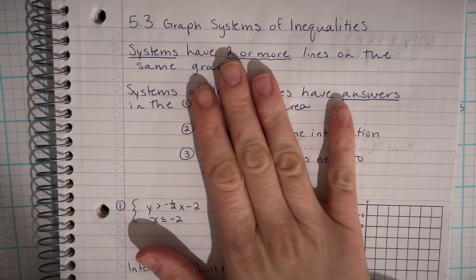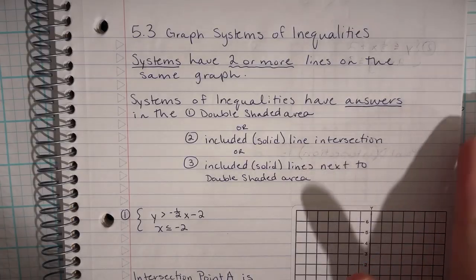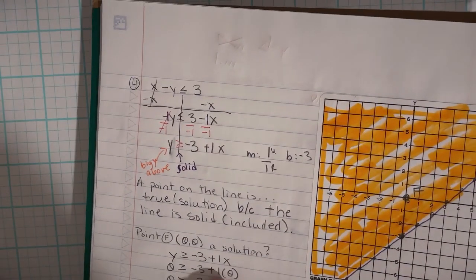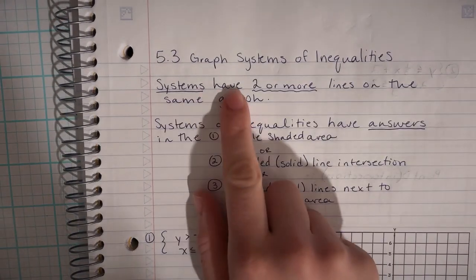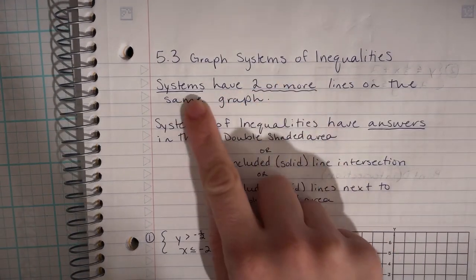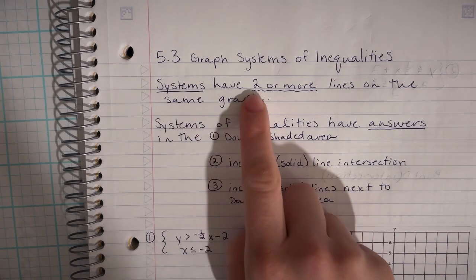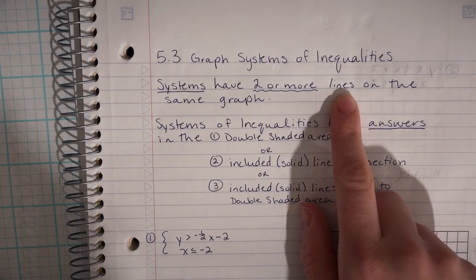Okay, so next unit we have is graphing systems of inequalities. So we're taking the lesson from the last one, right, where we just graphed one, and we're going to level it up. So we got graphing systems of inequalities. So a system, if you don't know what that word is, it is when you have two or more lines on the same graph. It might not be straight lines.